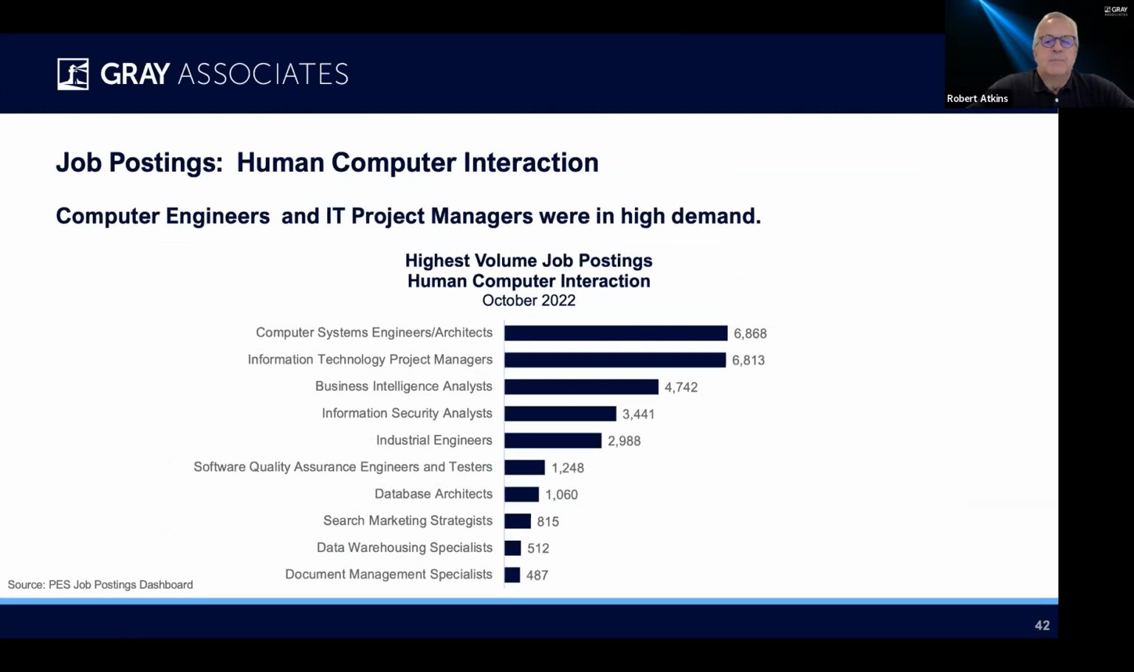If we look at what the job postings are for, computer systems engineers and architects, not surprising, IT managers, BI analysts, information security analysts, industrial engineers, software assurance, database architects. Even within tech, it's a pretty broad array of different things that you might end up doing with this degree, ranging from computer systems engineer to data warehousing specialist and document management specialist.